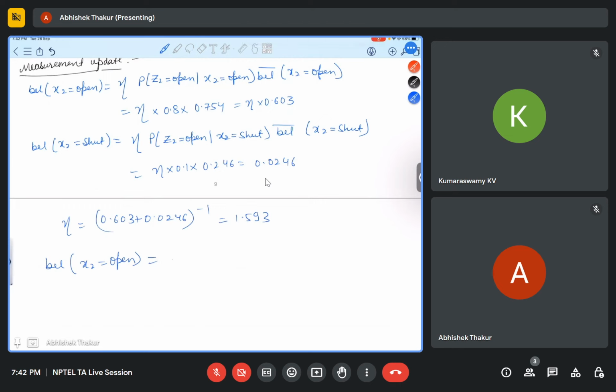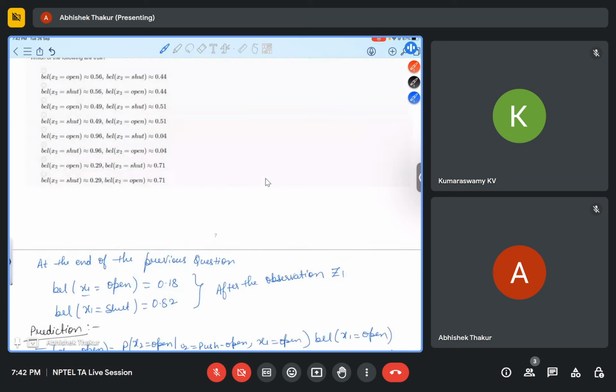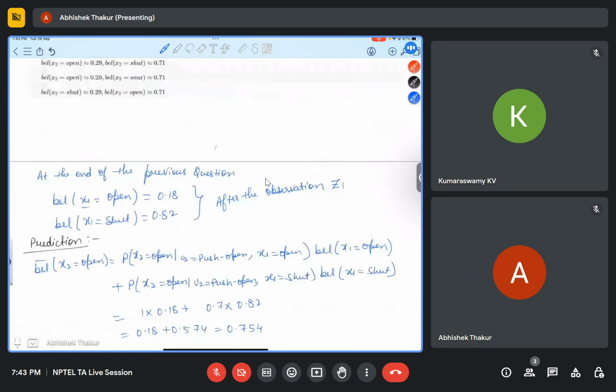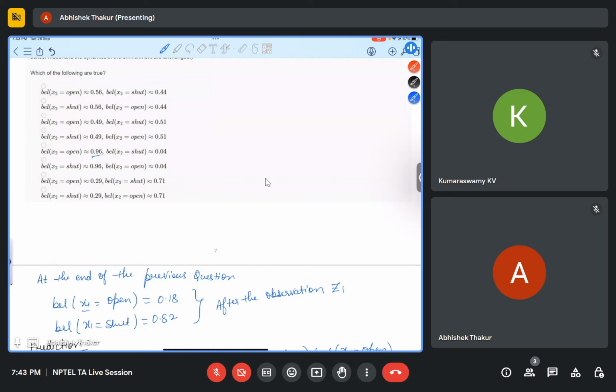So this will be equal to 1.593 into 0.603. That is equal to 0.9608. So belief that x2 is equal to shut, we can also find using 1 minus belief x2 is equal to open. But let's find using this, 1.593 into 0.0246. So this is equal to 0.0391. So the correct option is open is 0.96 and closed is 0.04. So the correct option is the fifth option.